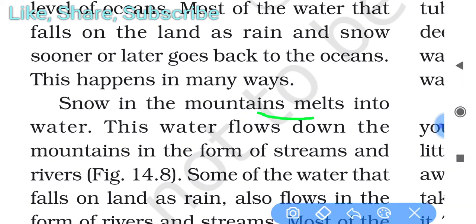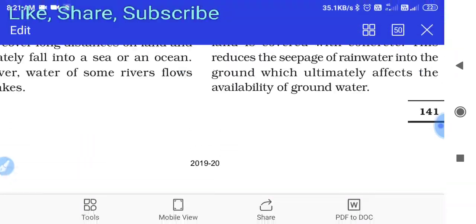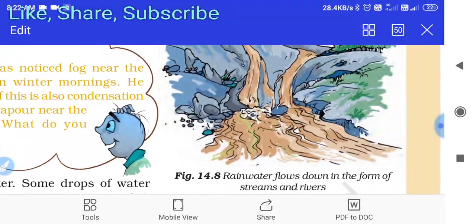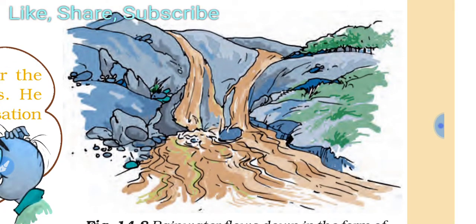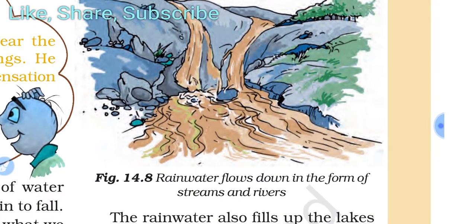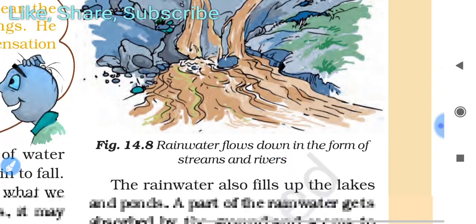Snow in the mountains melts into water. This is the first process. This water flows down the mountains in the form of streams and rivers, as you see in Figure 14.8 also. If you see this figure, the snow is melting from the mountain, and rainwater flows down in the form of streams and rivers.